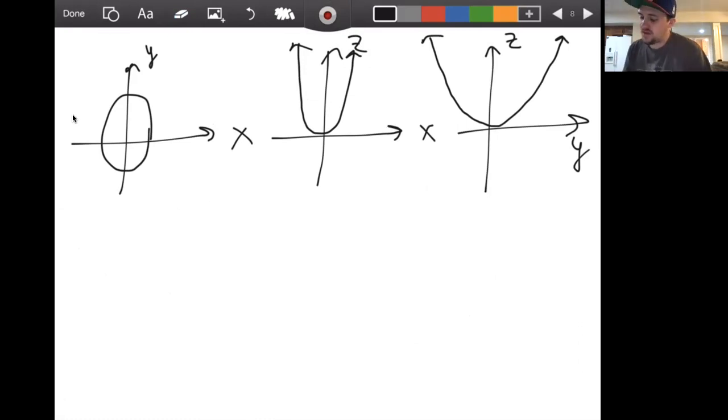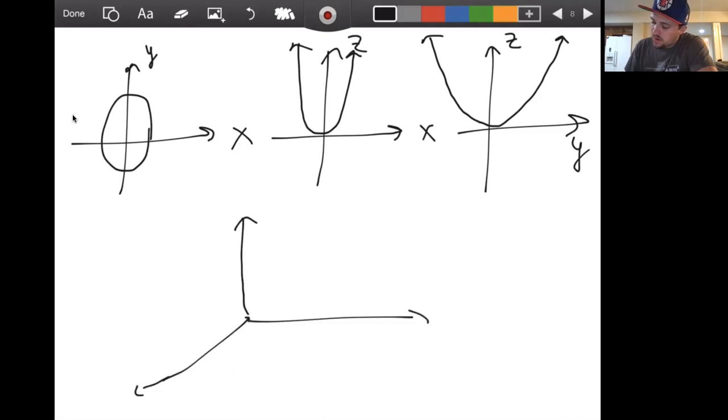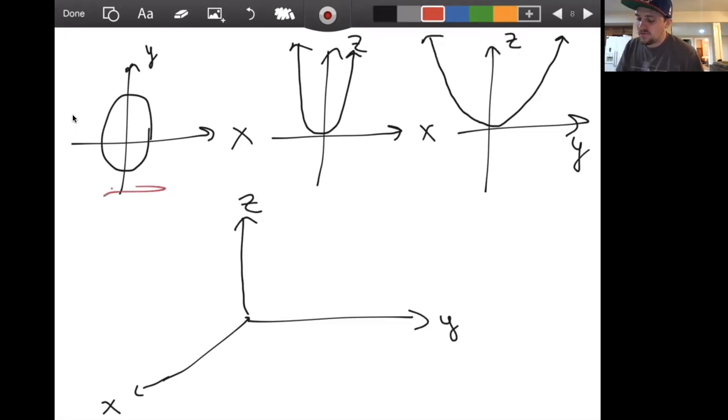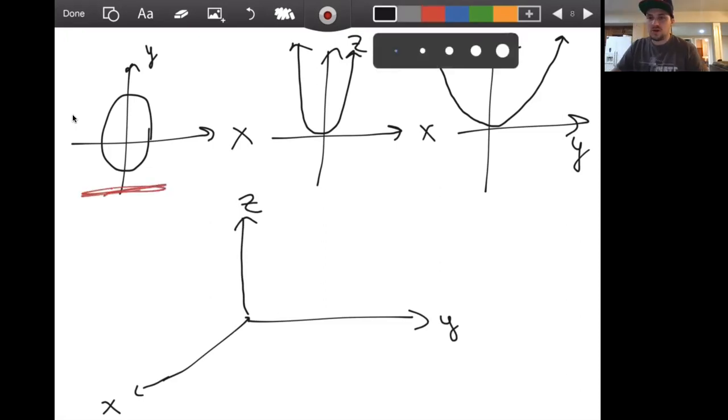And now we need to say, okay, what does this give us as a surface? And here's what we can do. Let's draw our three planes. Here's the xy plane. Here's then the xz plane and then the yz plane. And so let's just draw one of our traces at a time here.